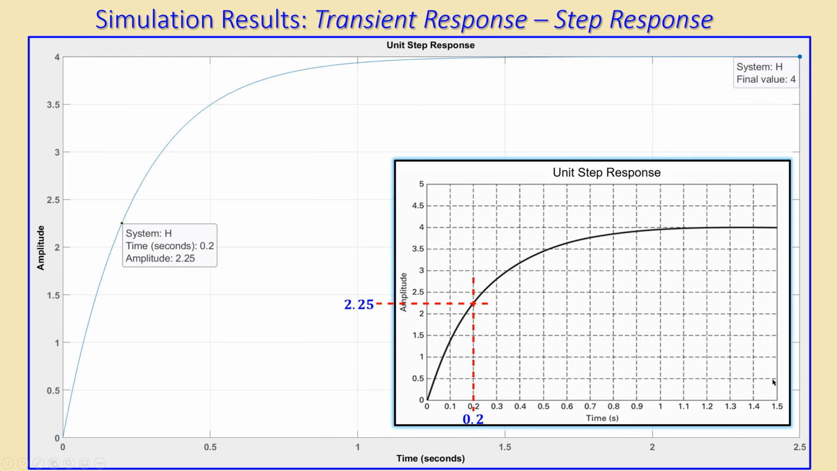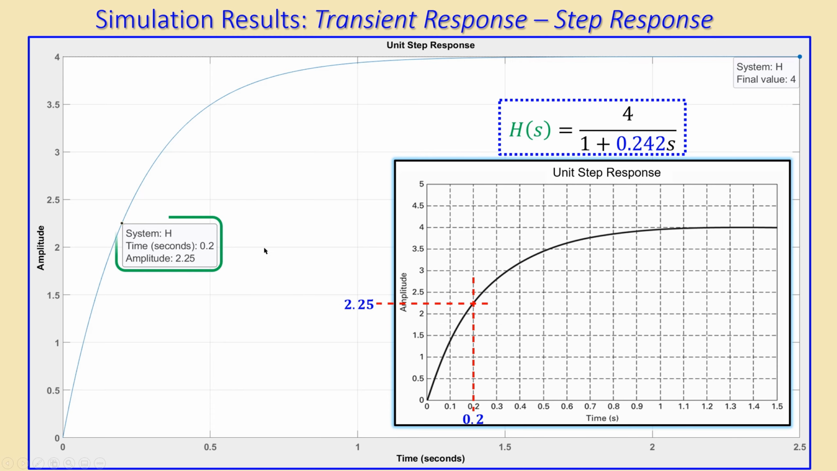And this is what we had as the plot. We determined that at 0.2 seconds the value was 2.25, and you can see that also from here. And that was the transfer function. You can see this and the final value are all matching our graph. So we can see from the step response, in this case the unit step response, that this is correct. Now that's fine, so we have verified our calculations using simulation.